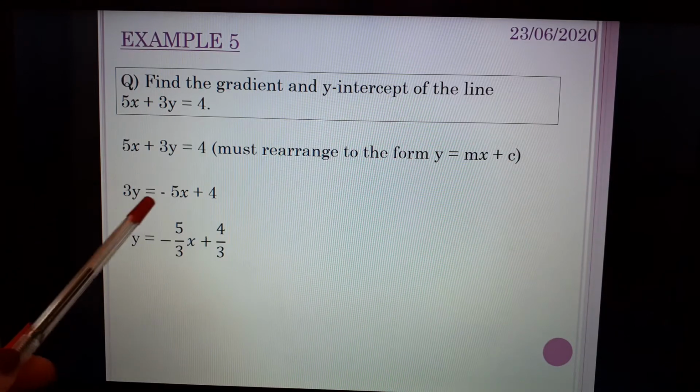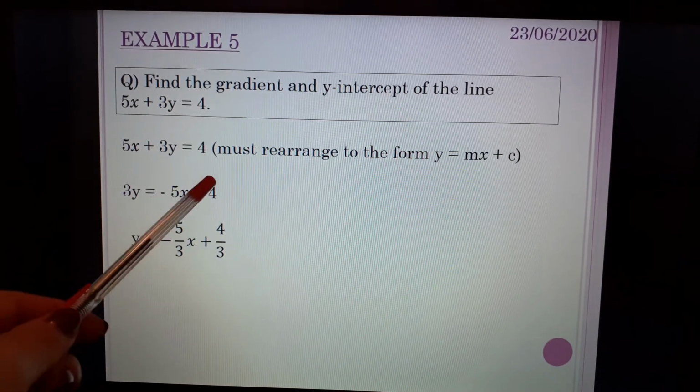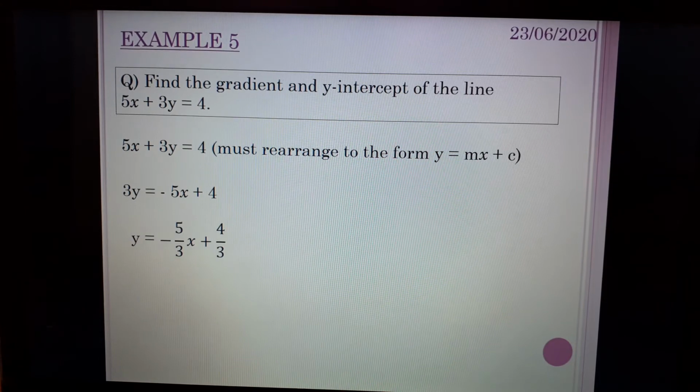Now I could either write it as all over 3 or individually everything all over 3. So we've got a negative 5/3 x plus a 4/3. Both of those terms on the right hand side have been divided by 3. So now I have got it in the form y equals mx plus c, and I can now identify what the gradient is and what the y-intercept is. The gradient is simply negative 5/3 and the y-intercept is simply 4/3. If it were to ask you for the coordinate of the y-intercept, you would write it as the coordinate 0, 4/3.